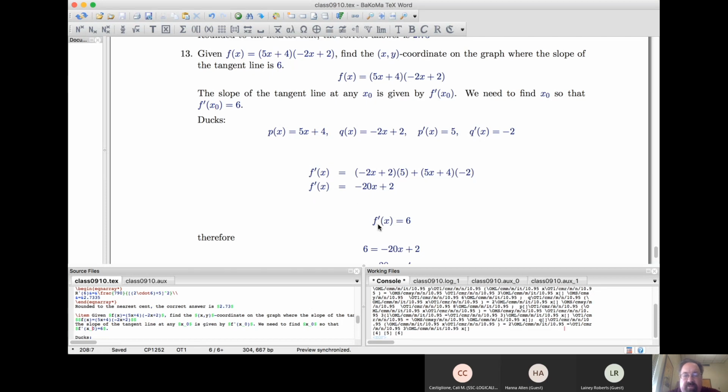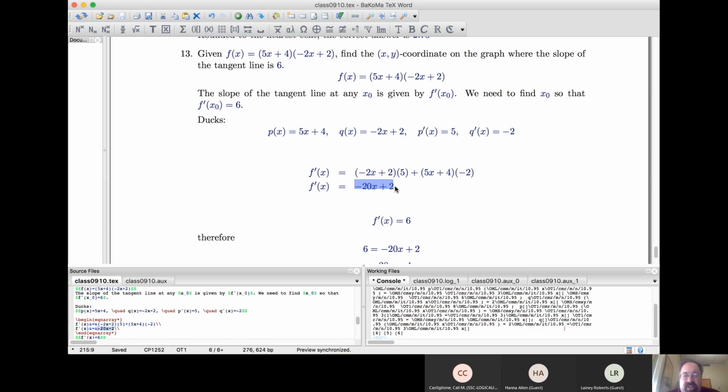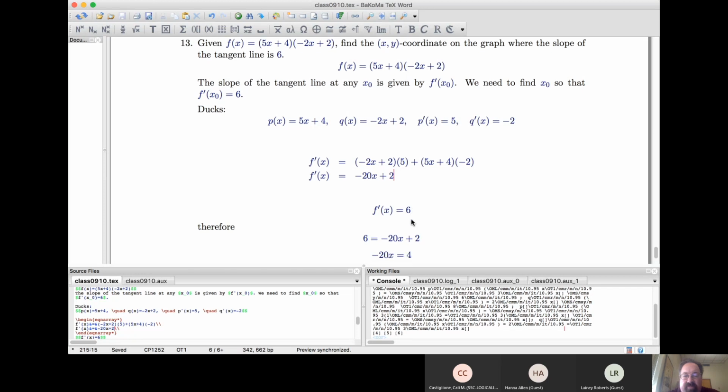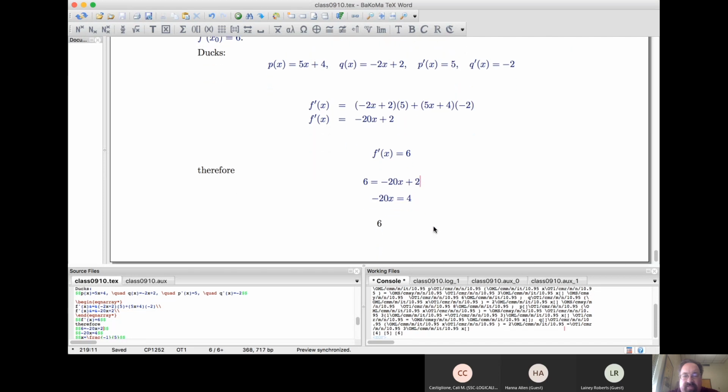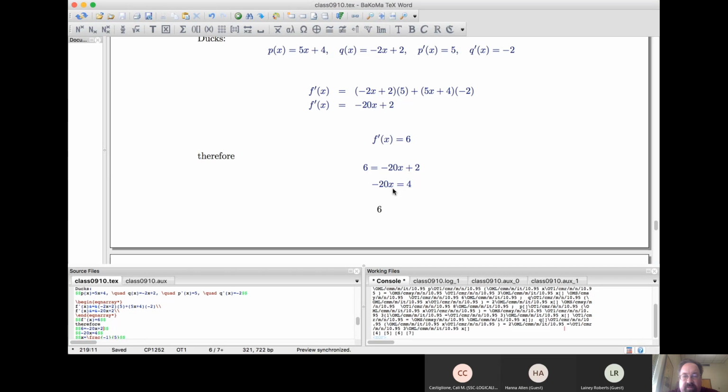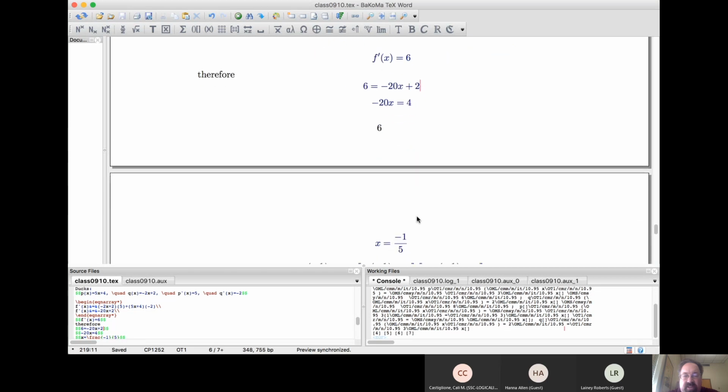So now we want to find when this derivative, this is the slope of a tangent line at whatever x, so we set this equal to 6. Now we have this equation that we solve for x. So here I move a 2 to the other side. And then when I divide, I'm going to get x equal to minus 1/5. So that is the x value where the slope of a tangent line is 6.